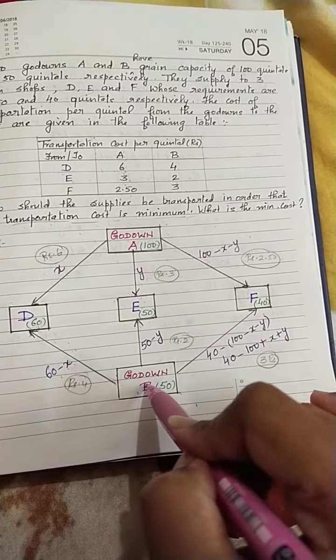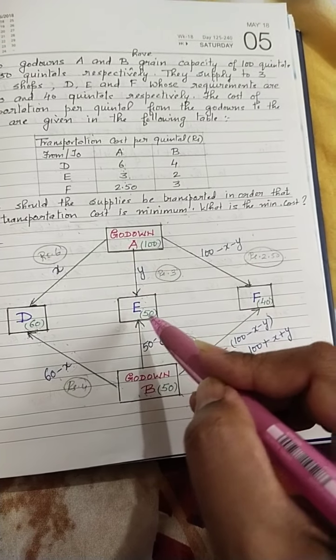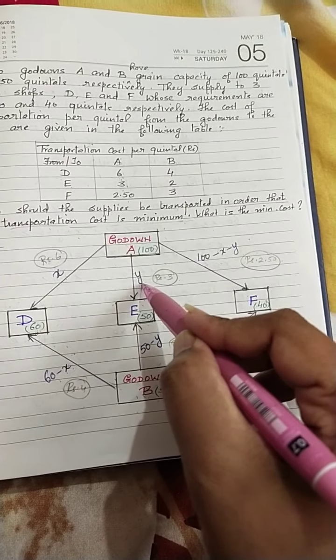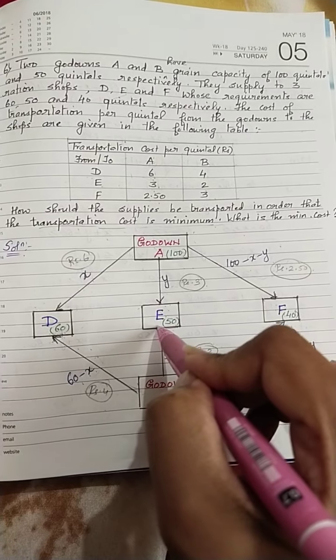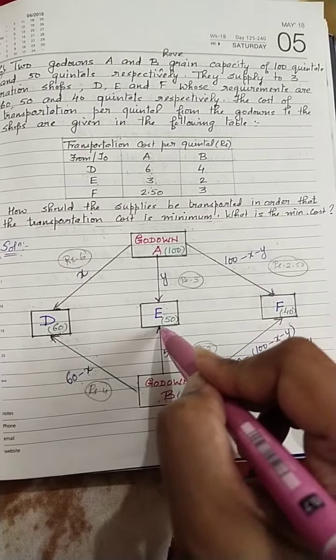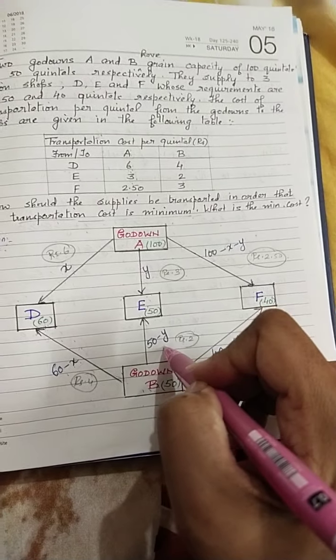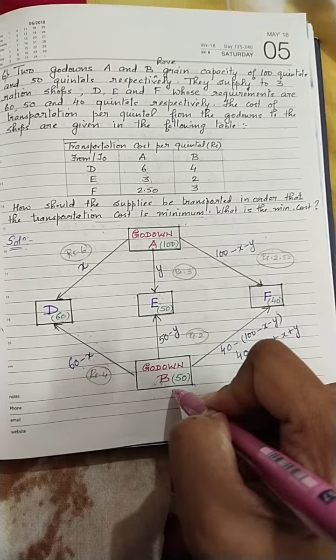Similarly, godown B to E. How much should it supply? Already E has got Y quintals from A. And how much is E's capacity? E's capacity is 50. So how much should it get remaining from godown B? 50 minus Y. This is the supply which will be given from godown B to E.